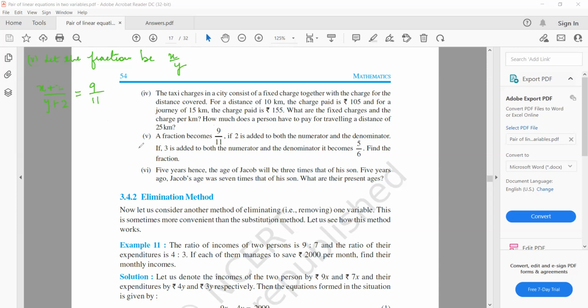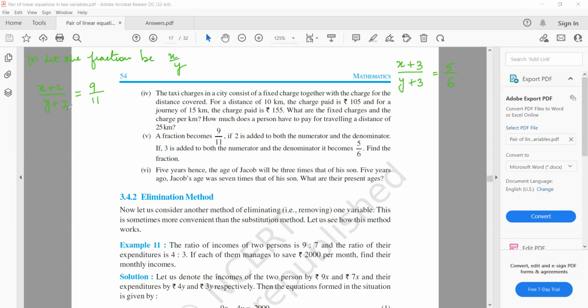Yes, ma'am. Okay. Now next, if 3 is added to both numerator and denominator, it becomes 5 by 6. So I'm writing the second one here: x plus 3 divided by y plus 3, then I'll get 5 by 6. Correct? So these are my equations, but they are not in the standard form. So first of all, we will bring them to the standard form so that it will be easier to solve.